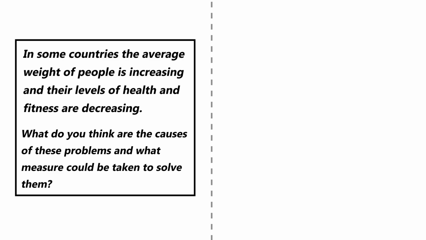Now let's work on another type of question. It is problem solution, and we're going to write an outline for this using our first template, as you can remember. Okay? In some countries, the average weight of people is increasing and their levels of health and fitness are decreasing. What do you think are the causes of these problems and what measures could be taken to solve them? So this is pretty easy. Writing about problem and solution is pretty easy.